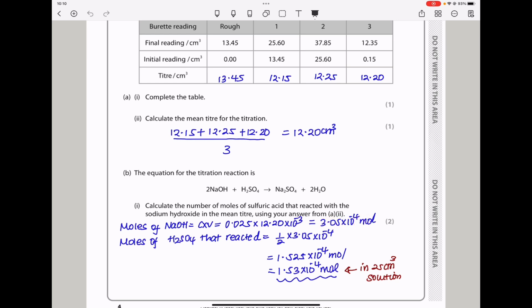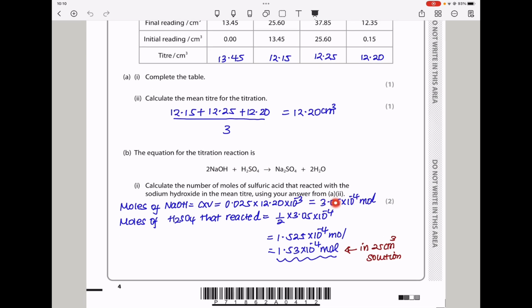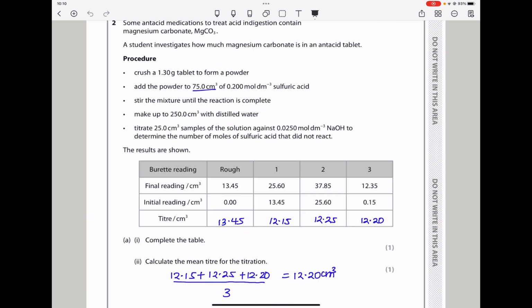Now when we go to the reaction equation and look at the mole ratio between sodium hydroxide and sulfuric acid, it is 2 to 1, meaning the moles of sulfuric acid are going to be half the moles of sodium hydroxide. So dividing this by 2, I got 1.525 times 10 power negative 4, which is roughly 1.53 times 10 power negative 4, and this was in the 25 centimeters cubed that was pipetted.